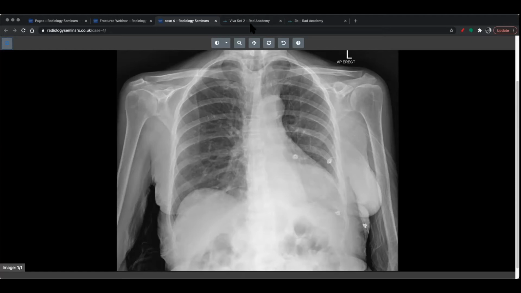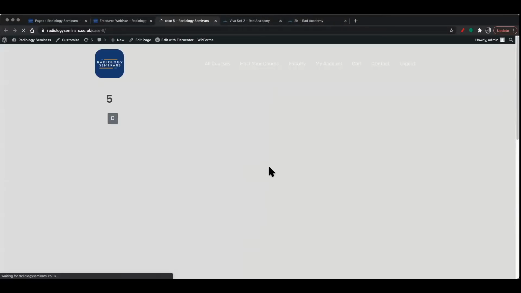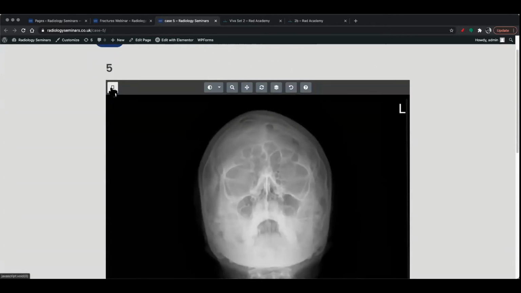So I'll kind of push through that chest x-ray because I do have some really great cases coming up that I want to go through with you guys. Obviously, if you have any questions, I'm going to hang about afterwards, so if you do want to ask me anything, then go for it.